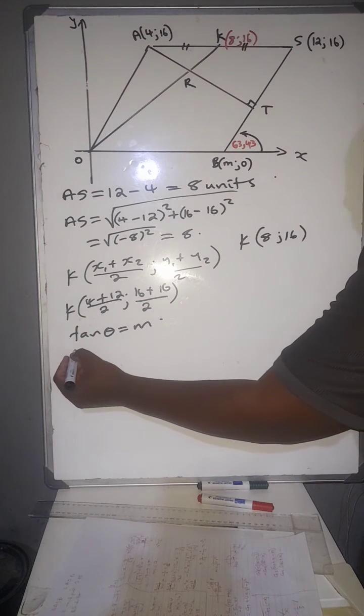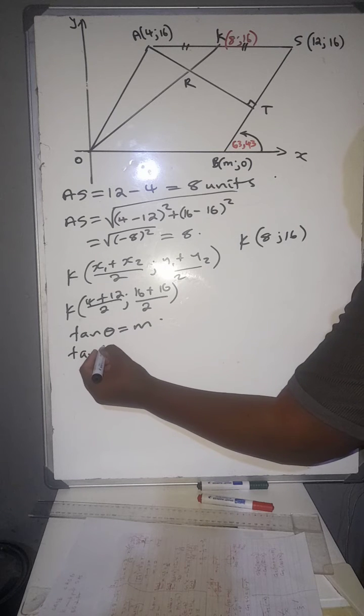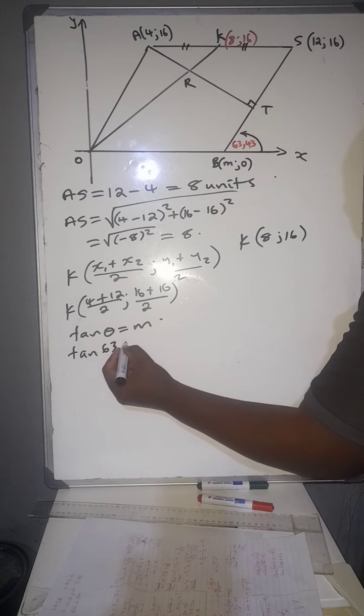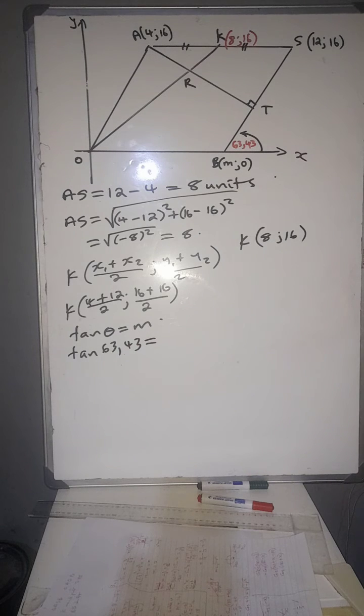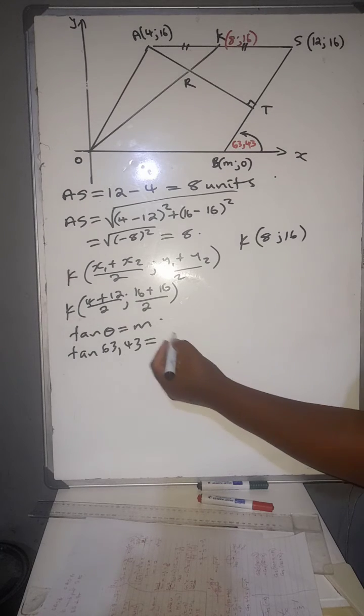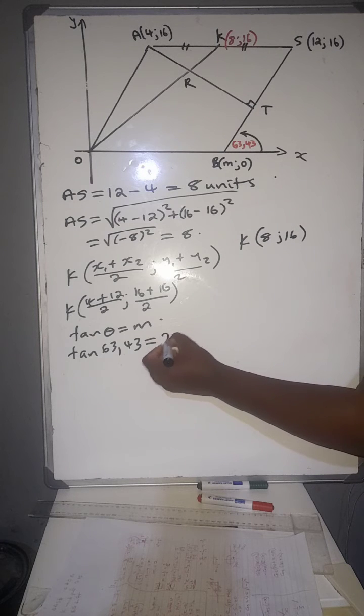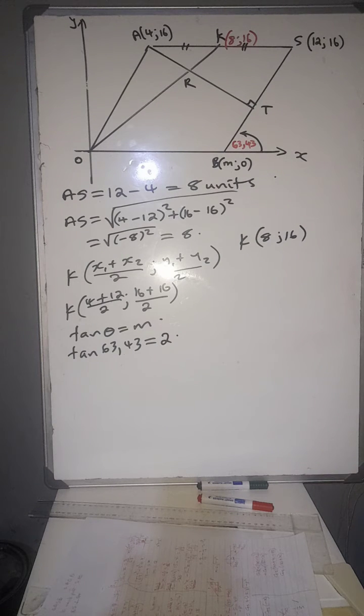So it's a matter of saying tan 63,43 is equal to what? The question was saying round it off to the nearest whole number. This is going to be 1.99 something something, which is rounded off to be 2. So the gradient of BS there is 2 when you have rounded it off to the nearest whole number.